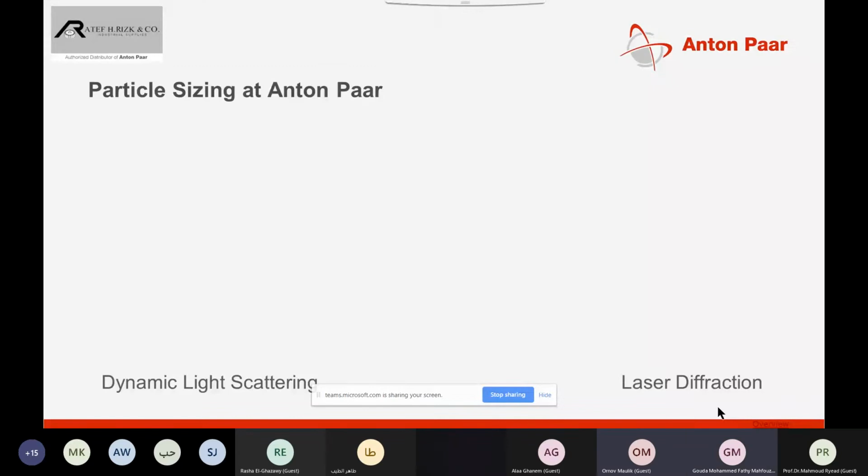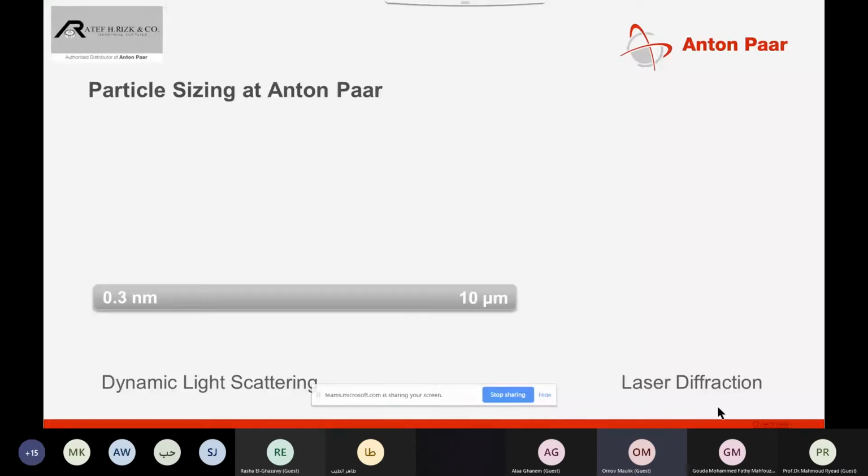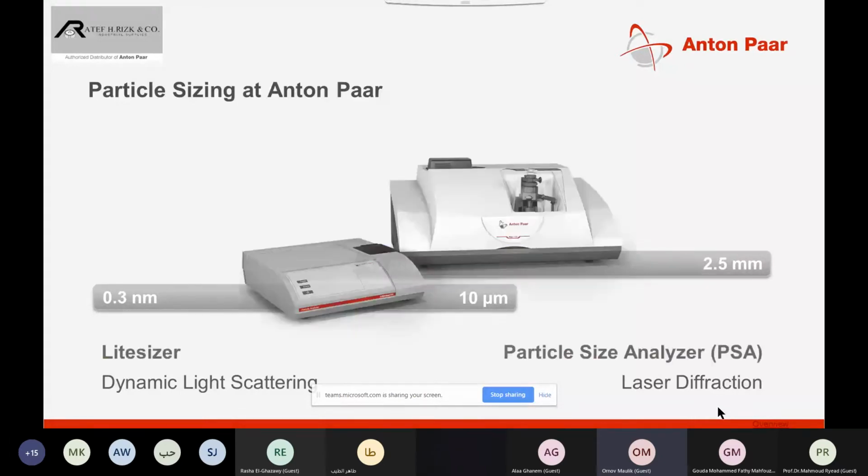Yes, we can. As far as the particle sizing portfolio at Anton Paar is concerned, we have two different instruments. One is dynamic light scattering, which can measure from 0.3 nanometers to 10 micrometers. And we also have a laser diffraction technique, which can measure particles from 40 nanometers to 2.5 millimeters. And this is how they look.